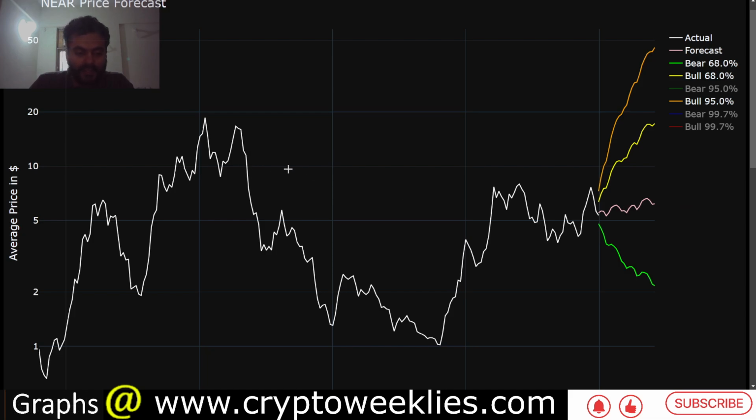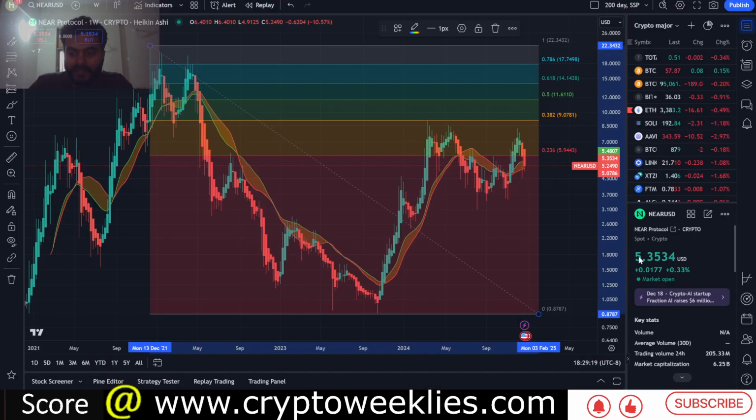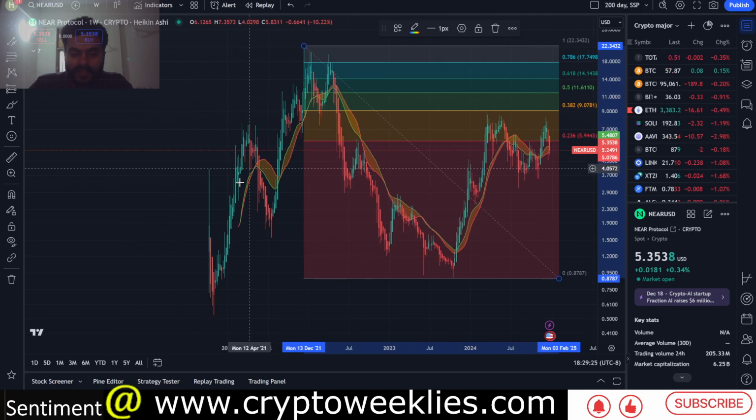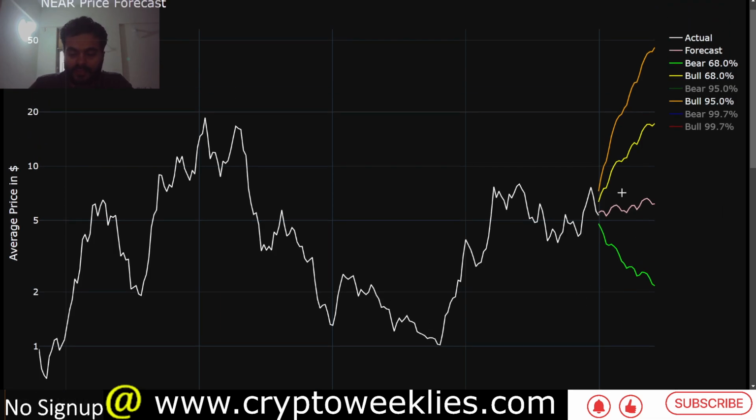For this one, we have been using a machine learning model trained on weekly price action for NEAR. Right now, the price action for NEAR is coming in at around $5.35, and this weekly price action, instead of in a candle pattern, is at weekly averages. Based on that, the machine learning model has forecasted a couple of scenarios in the bullish market, as well as directionality related analysis and a bear case forecast.